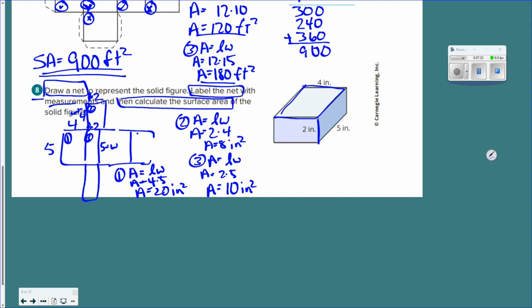How many of each of those shapes do I have? 2 of each. There's 3 shapes, but I have 2 of each of them. So I double the 20 and I get 40. Double the 8, I get 16. Double the 10, I get 20. Add those together, it gives me 76. So the surface area is 76 cubic inches.